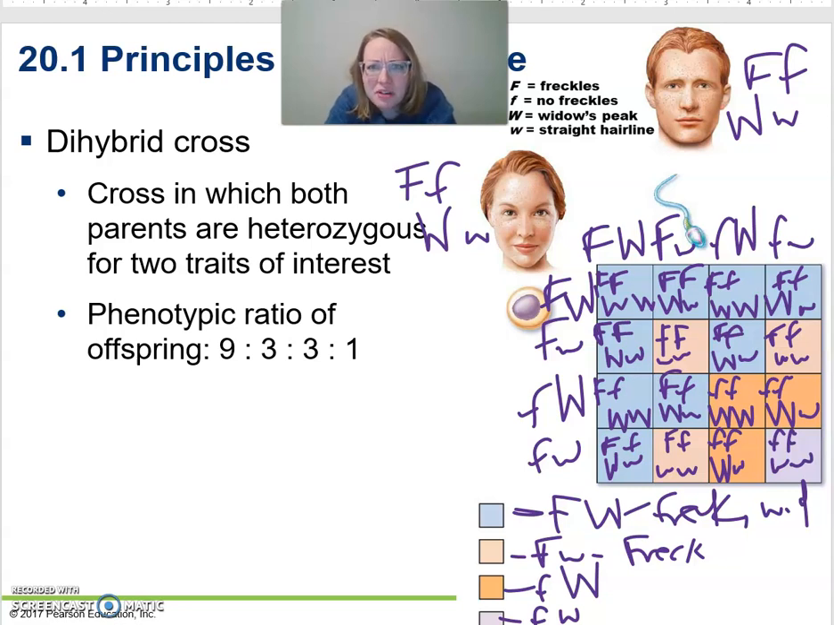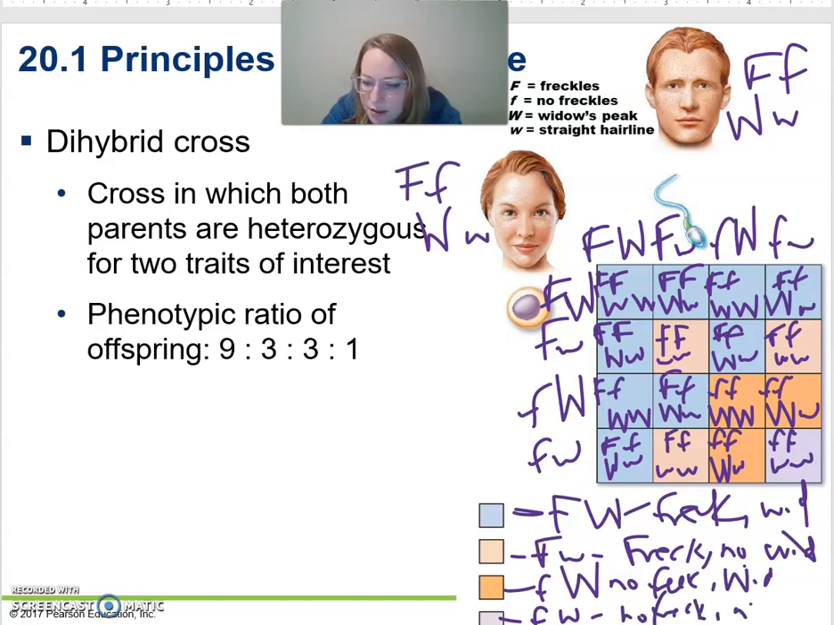I'm sure you were anxiously awaiting the start of this video because you're so excited to see what happens here in this dihybrid cross. This freckles, no widow's peak, no freckles, widow's peak, and then last, no freckles, nor widow's peak. So our phenotypic ratio of 9 to 3 to 3 to 1.